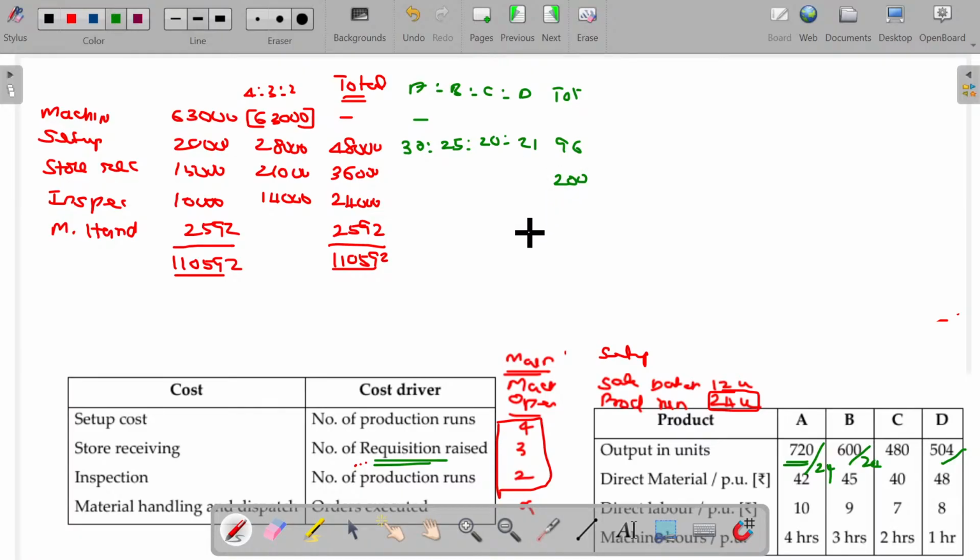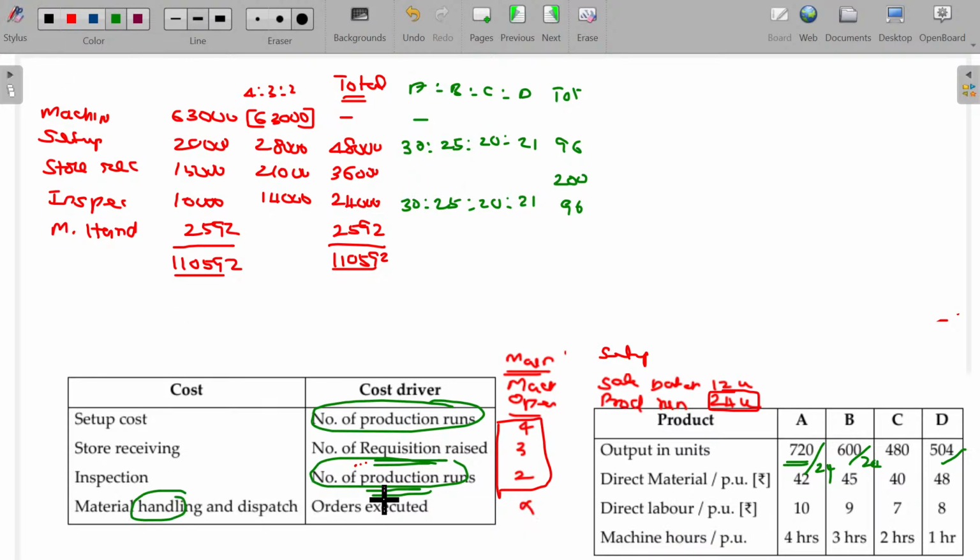I know the total first of all. Inspection: number of production runs. How many production runs are there? Already we know 96, the same. 30, 25, 20 and 21 production runs for these as well.